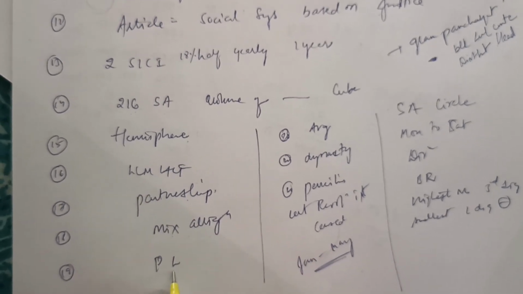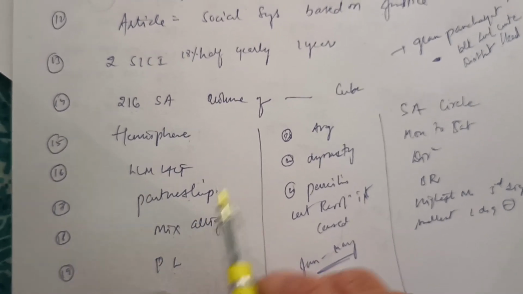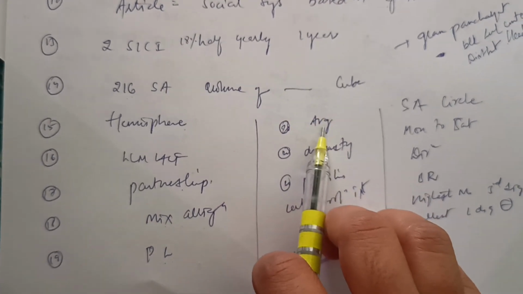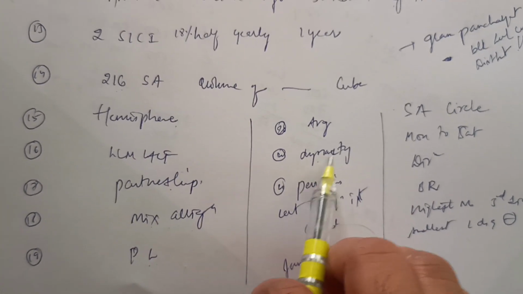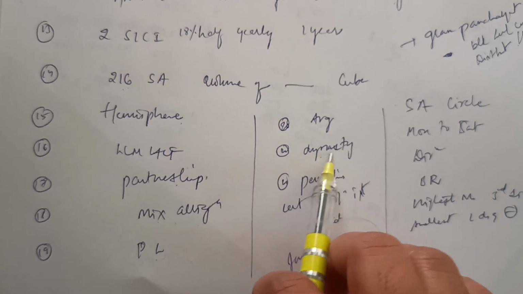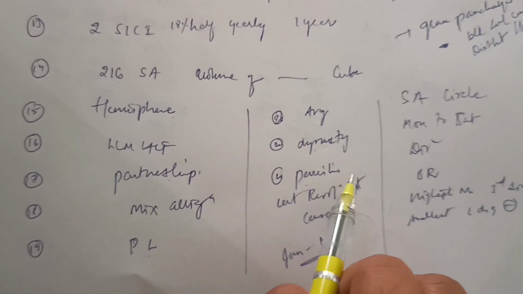Then one was related to profit and loss. There were 2 questions related to this, and it was easy. Then one was related to the average, and this was also doable, a basic question. Then this was a GK question, dynasty based, and this is a science question, like penicillin.